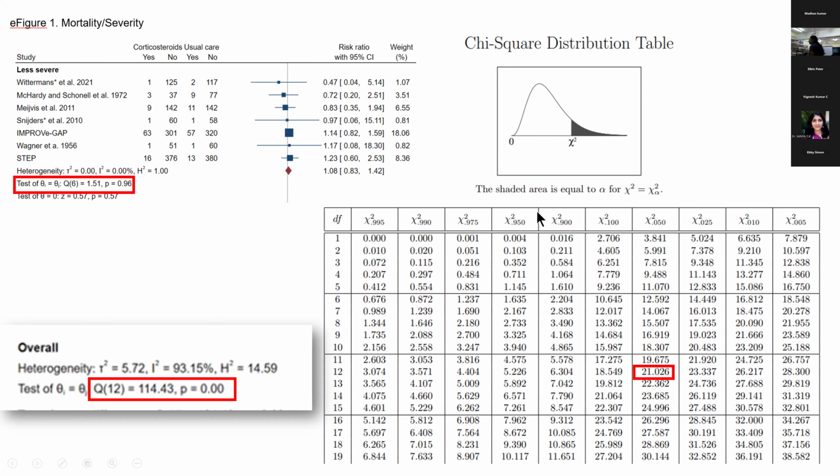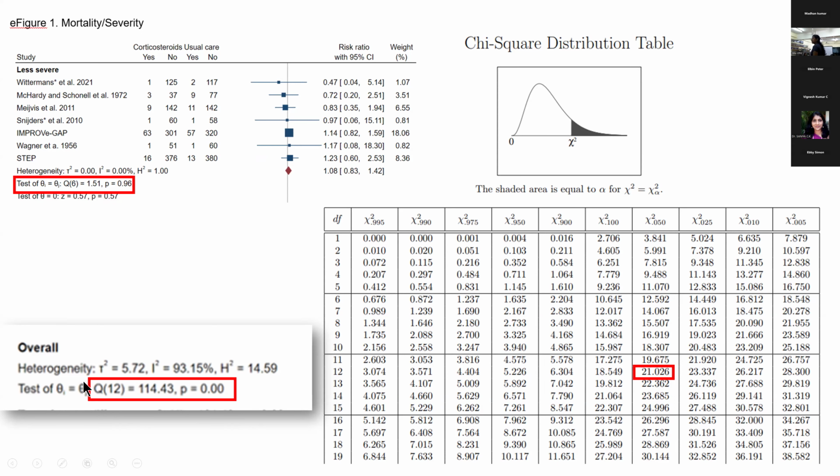And you have a table. It's called the chi-square distribution table. So if you're assuming an alpha error of 0.05, you look at the chi-square for that particular alpha error. The degree of freedom is 6. So here your chi-square is actually 12.592. Okay, but the study's Q is how much? 1.51, which is much less than the expected chi-square. So there is no heterogeneity. And you also have a p-value, which is more than 0.1.